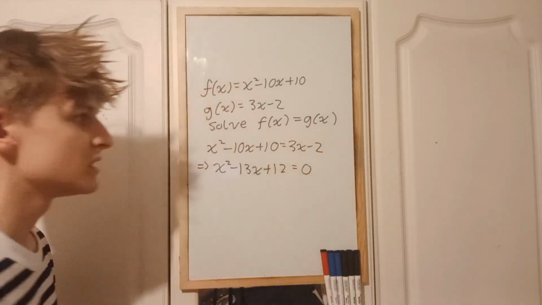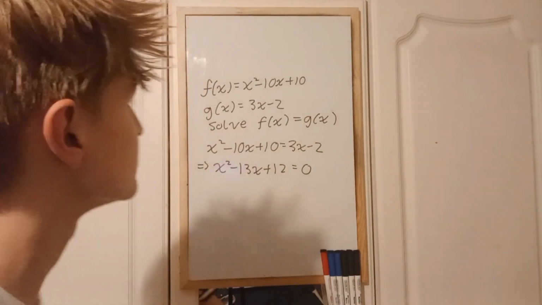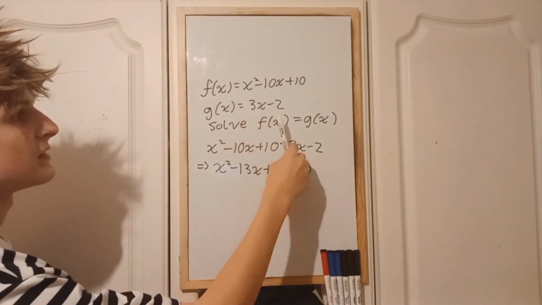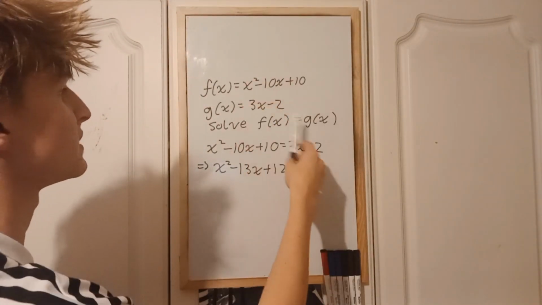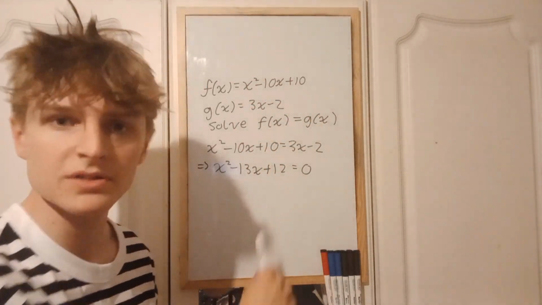So we've rearranged and found this is another condition that our mystery number x must fulfill if we want the x put through f and the x put through g to be equal to the same thing. And now we can try and use factorization on this thing.